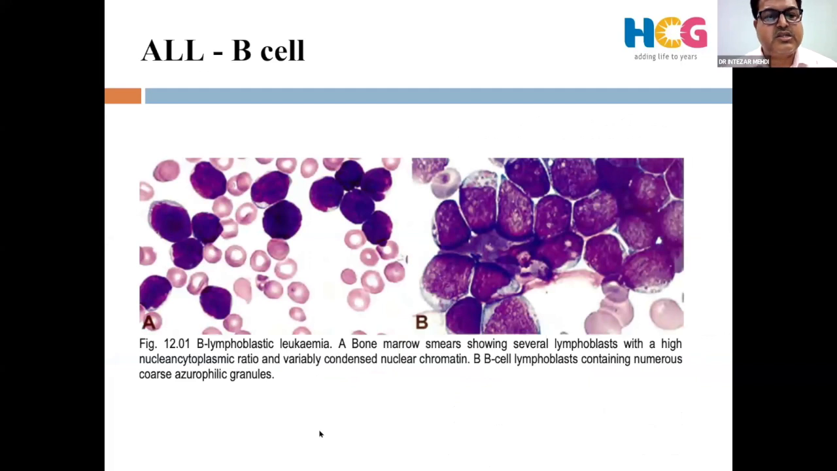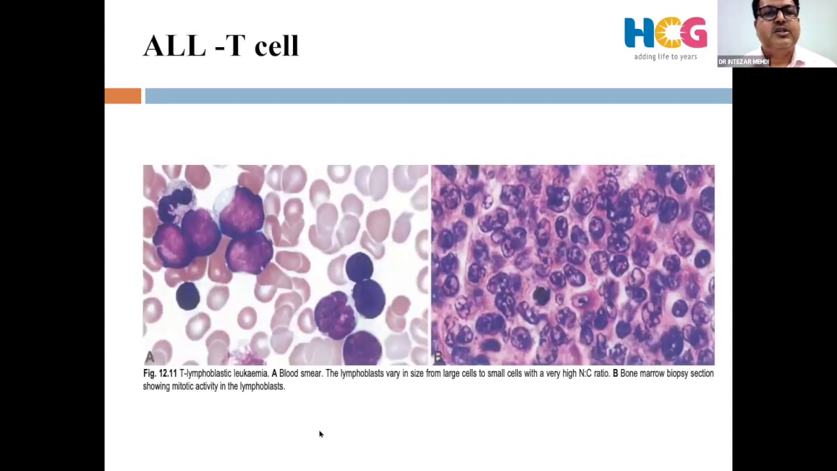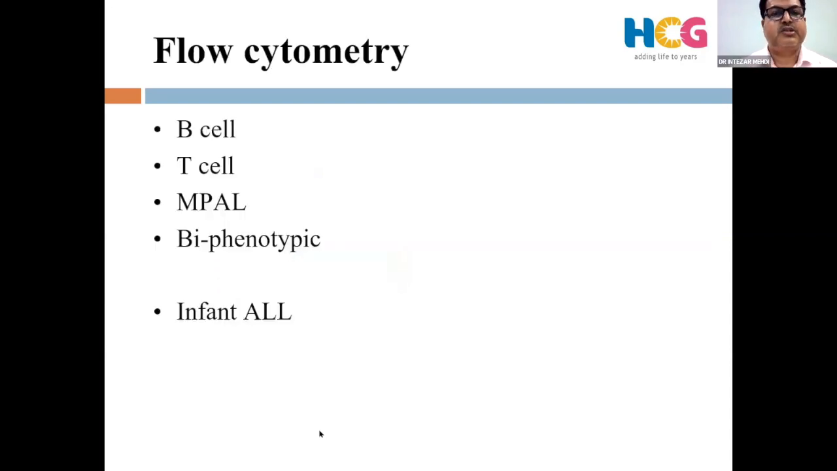You can see characteristic B cell ALL, where the bone marrow is showing several lymphoblasts with a high nuclear cytoplasmic ratio and variably condensed nuclear chromatin. And B cell lymphoblasts in picture B are showing coarse eosinophilic granules. Similarly, you can see T cell lymphoblastic leukemia. The lymphoblasts vary in size from large cells to small cells, with a very high nuclear cytoplasmic ratio. Bone marrow biopsy is also showing increased mitotic activity in the lymphoblasts.